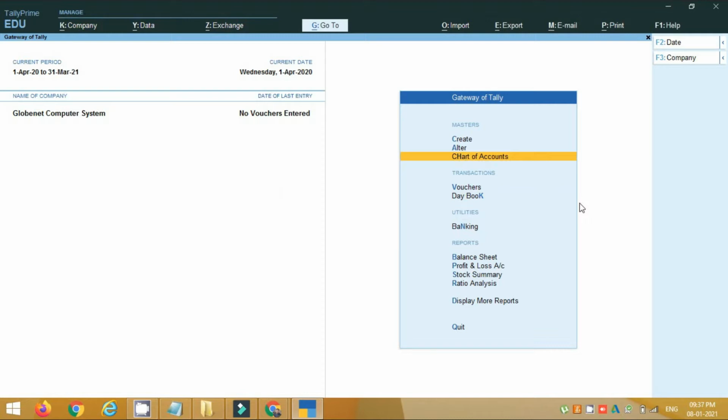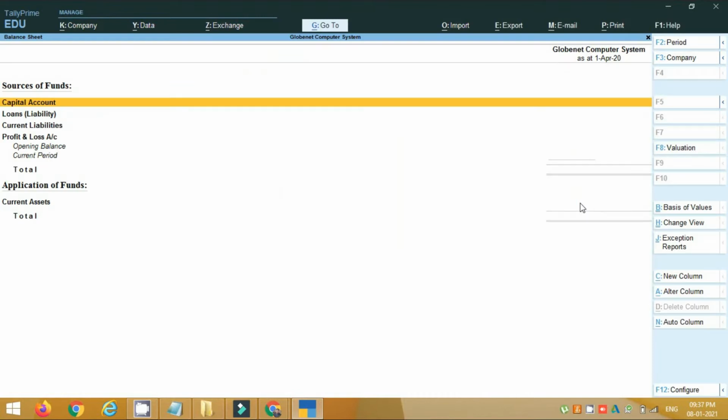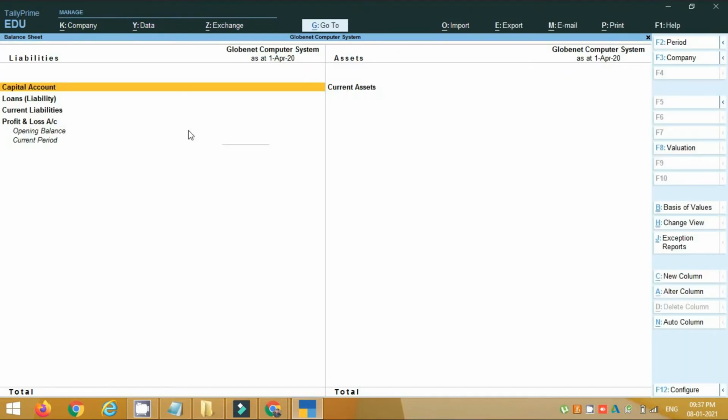Today we will learn about the balance sheet and how to prepare a ledger. So first we'll see what a balance sheet is. A balance sheet is not an account, it is a statement which shows liabilities and assets.